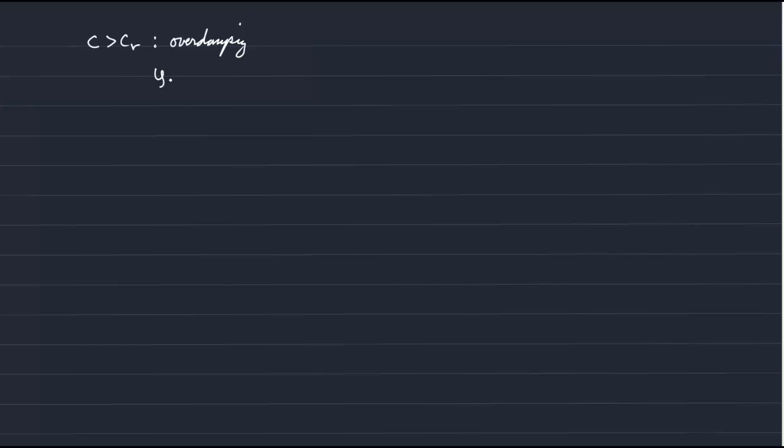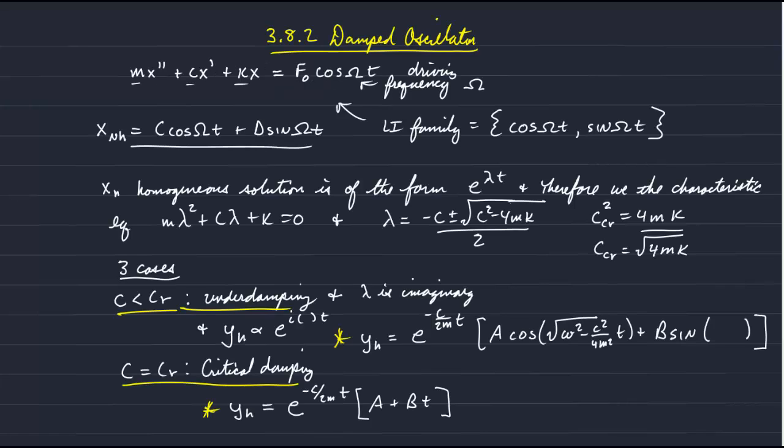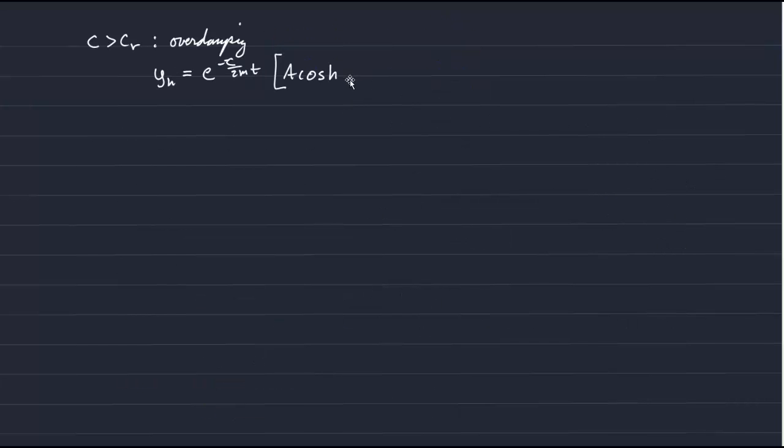And we get y sub h is equal to, again, our exponential decay, c e raised to the minus c over 2m times t, and then we get our hyperbolic functions, because what's under the square root is positive, so we get 2 distinct solutions, and those give the cosh functions, or the hyperbolic functions, I should say. So those are our 3 cases.